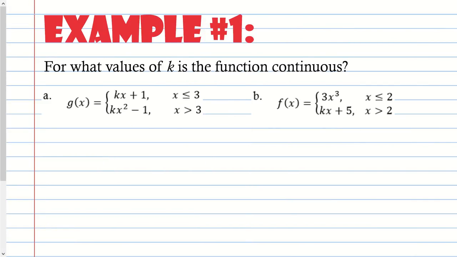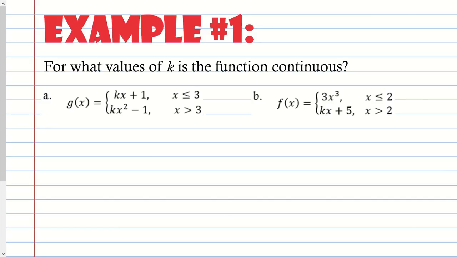Example 1, for what values of k is the function continuous? So in these examples, it's similar to the previous section, but I'm not trying to determine if these functions are continuous. I'm going to use the rules for continuity to figure out what k is. Basically, it's like they stuck in an extra variable and we're trying to figure out what k can possibly be to actually make these functions continuous.